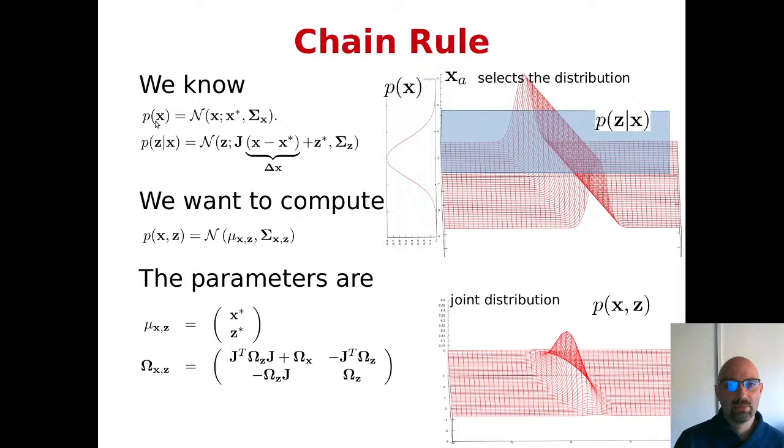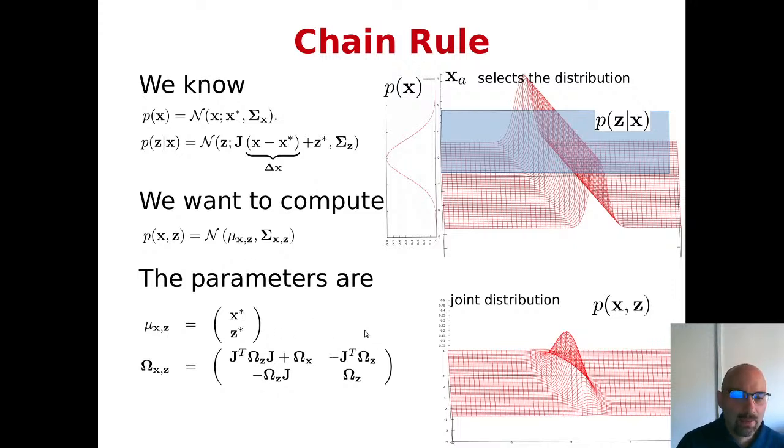We have the ingredients. We have our conditioning distribution, P of x, which has a mean x star and a covariance matrix, which we call sigma x, that for now we don't know. And we have a conditional distribution, which is described as an affine form in delta x, where sigma z is the inverse of omega z that we have seen before. We would like to compute the joint P of x and z.